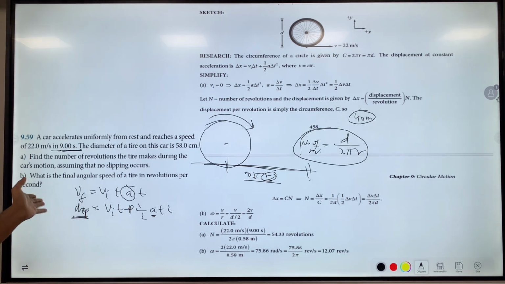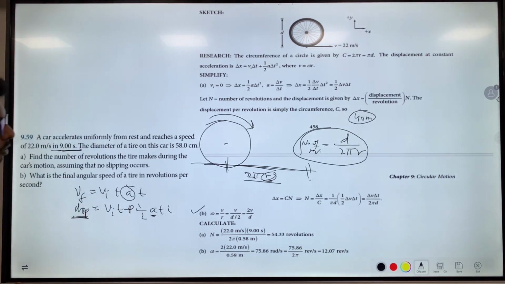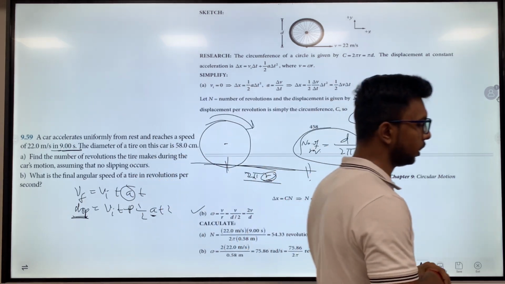Okay. The second part, what is the final angular speed? So we have omega equals V by R. R is the radius, whatever the value is they have given. So that's what we were doing in the first part before, by finding omega and all that, and then you can solve it.